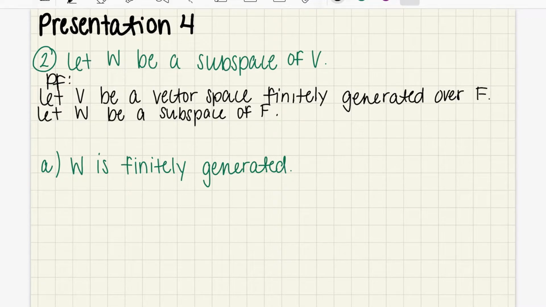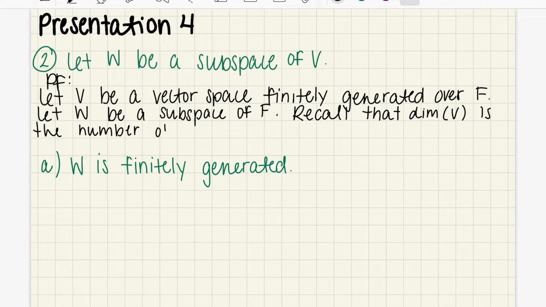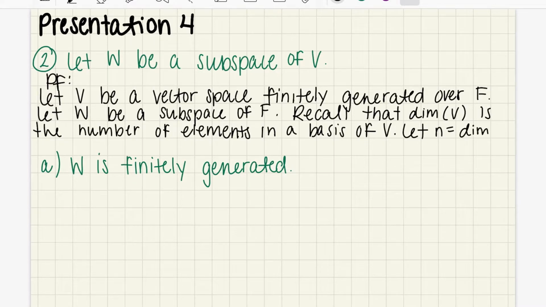And I'm just going to recall a little reminder that the dimension of V is the number of elements in a basis of V. So now that we have that, I'm going to say let n equal the dimension of V.